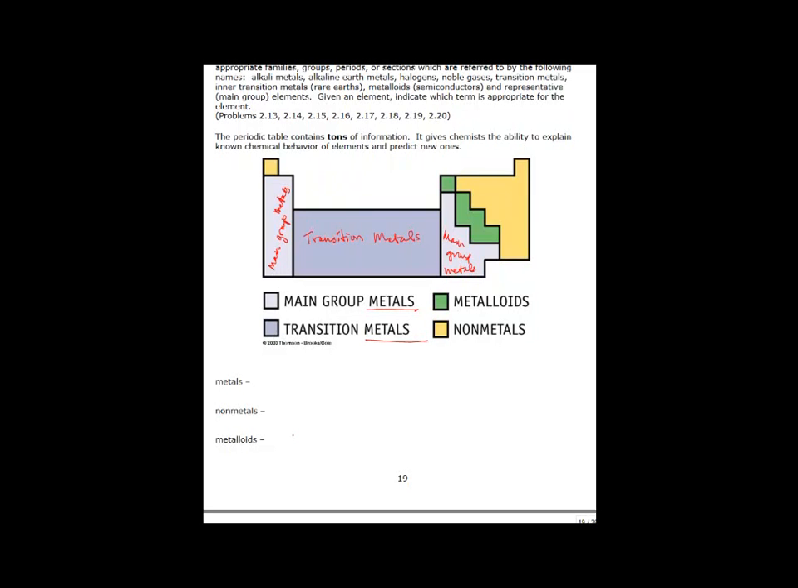So metals, this category, they're predominantly on the left side of the periodic table. So you think of this as the left side. They are solid at room temperature, with the exception of mercury.